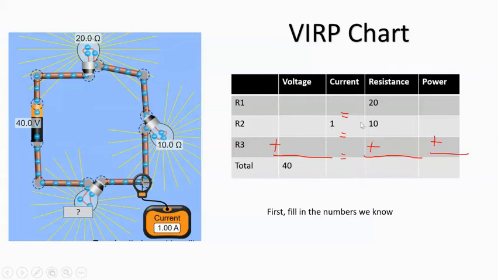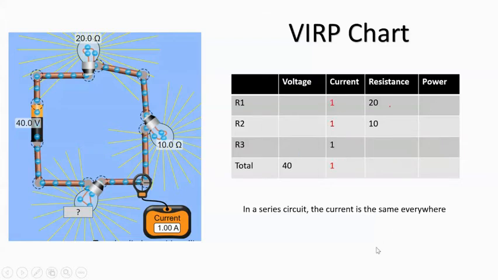Okay. The current is going to be the same everywhere. So we know that the current is 1 amp right here. That means it's going to be 1 amp everywhere, okay, whether it's near the battery or near the other light bulbs. So we'll actually be able to put ones here. And the resistance, just like the voltage, you add them together, and that gives you the total resistance. And the power you can add together to get the total power. So the first thing we're going to do is put 1 everywhere because the current everywhere is the same.